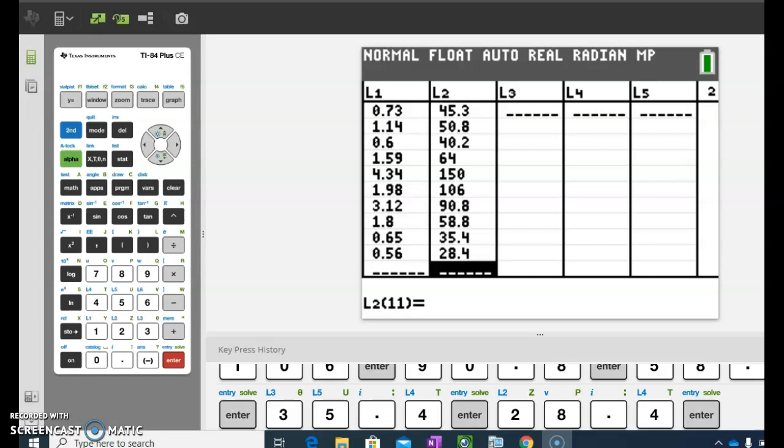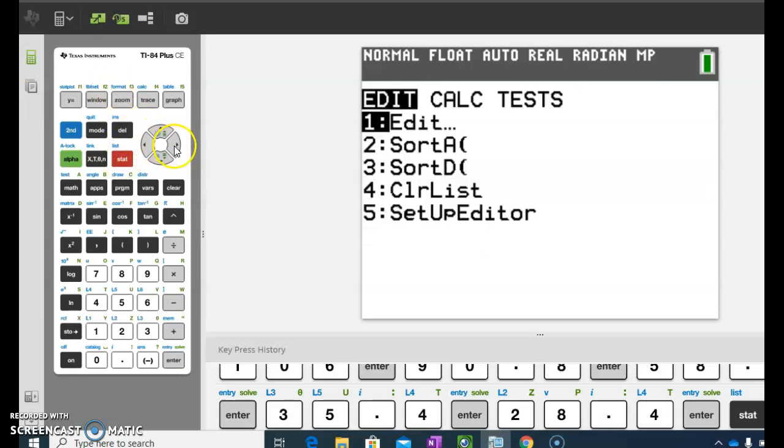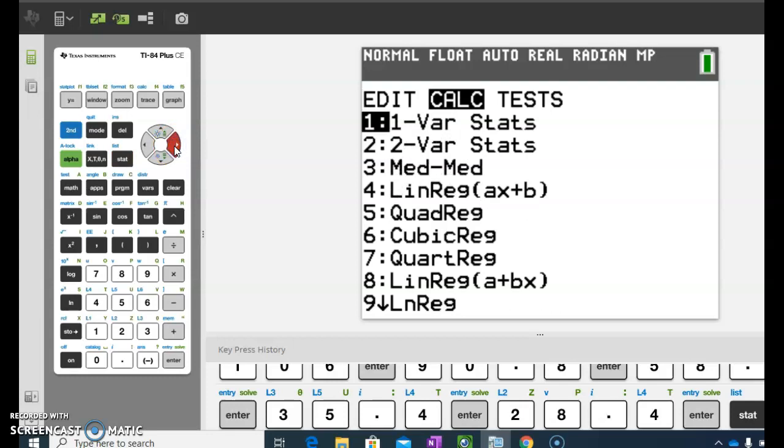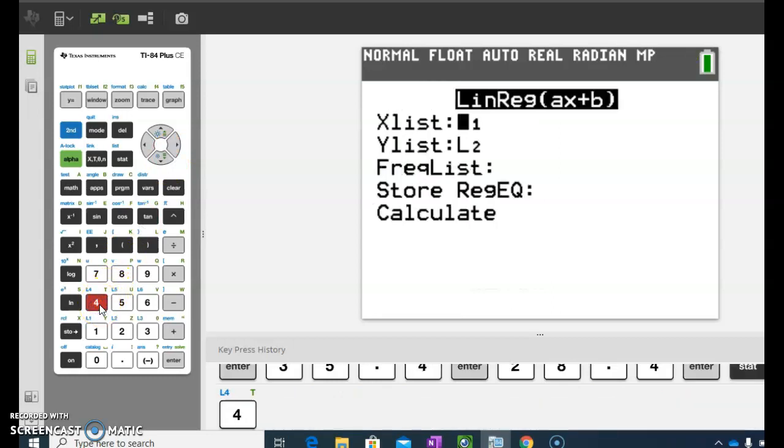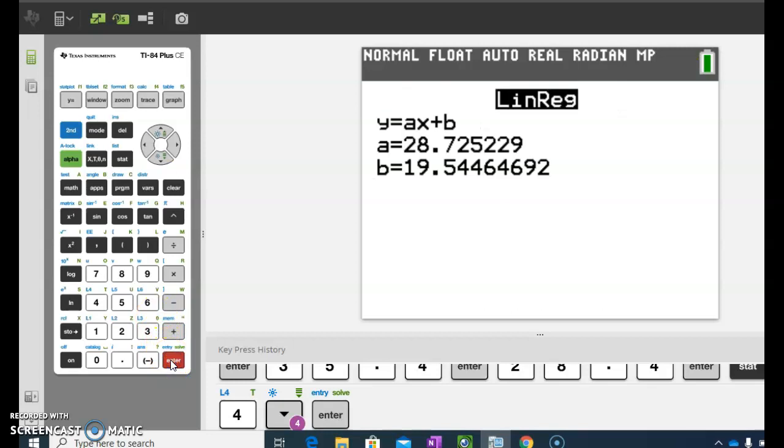And at this point you have all of your data entered into your calculator, and now you want to find that least squares regression line, that linear regression or line of best fit. So now we're going to go back to Stat, and then arrow over to Calculate, and because we're doing a linear regression line, we're going to go down to choice 4, and we're telling it the X is L1, the Y is L2, so I need to arrow down to Calculate and hit Enter, and I get my least squares regression line.